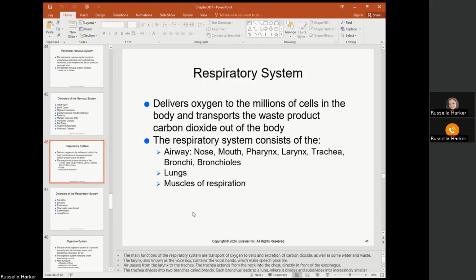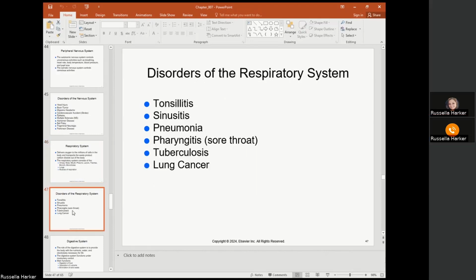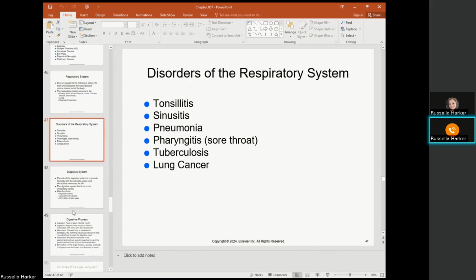When we move on to the respiratory system, it delivers oxygen to the millions of cells in the body and transports the waste product, carbon dioxide, out of the body. This respiratory system consists of the airway, the lungs, and the muscles of respiration. This list is disorders of the respiratory system. They go from very minor to very severe disorders.